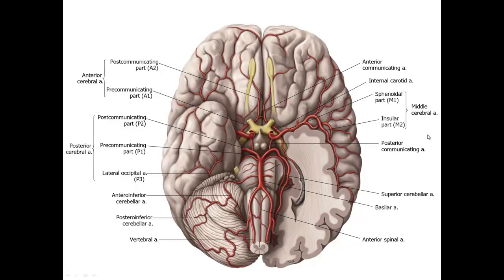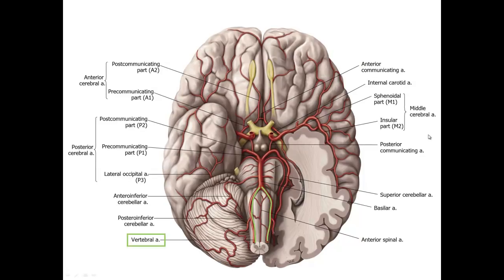This is a pre-lab video for Lab 5 Neuroanatomy, Cerebral Neurovasculature. So in this lab we're going to be looking at the arteries of the brain and brainstem as well as the cranial nerves. So the first artery we're going to look at is going to be our vertebral artery.